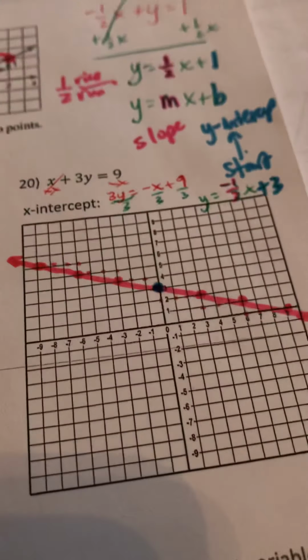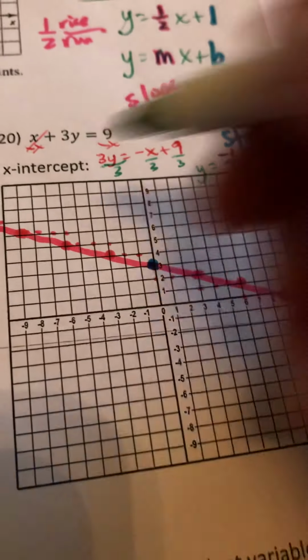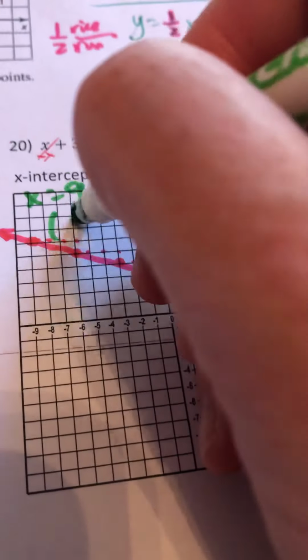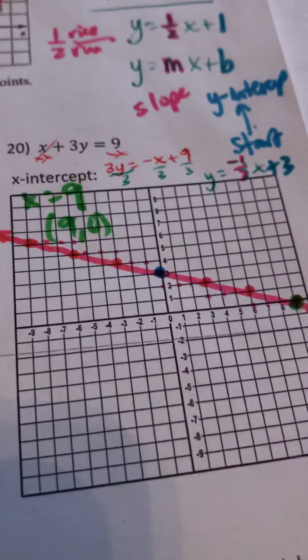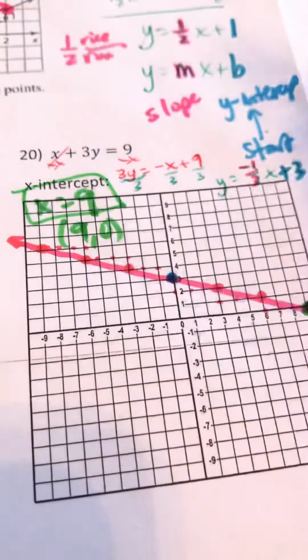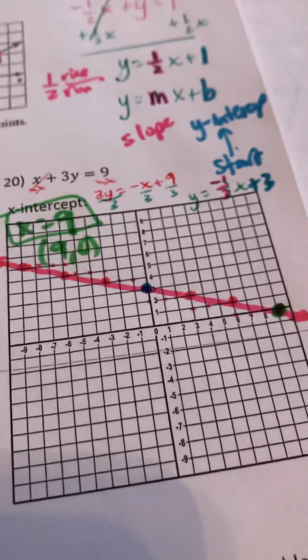And this time my x-intercept is way over here at 9, so either x equals 9 or 9, 0. When I looked at your answer document, though, it said x equals 9 was what they were looking for, if you're curious.